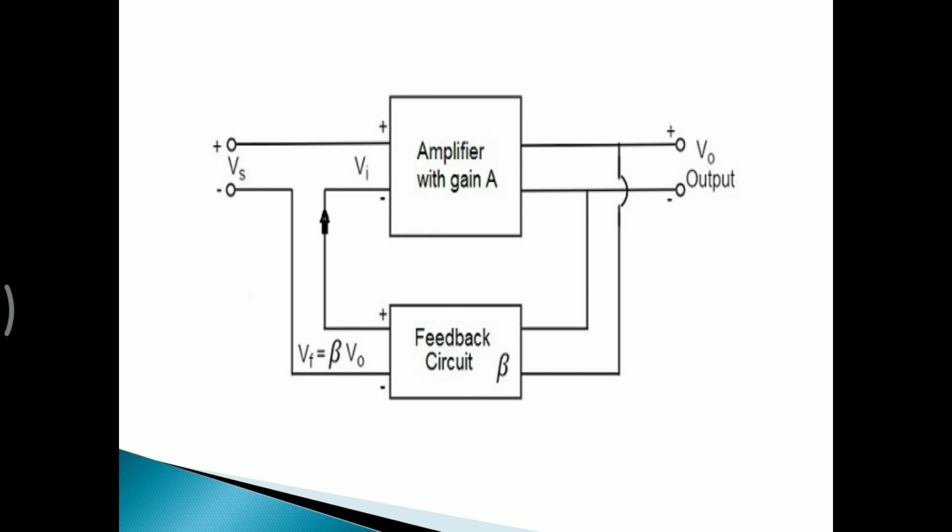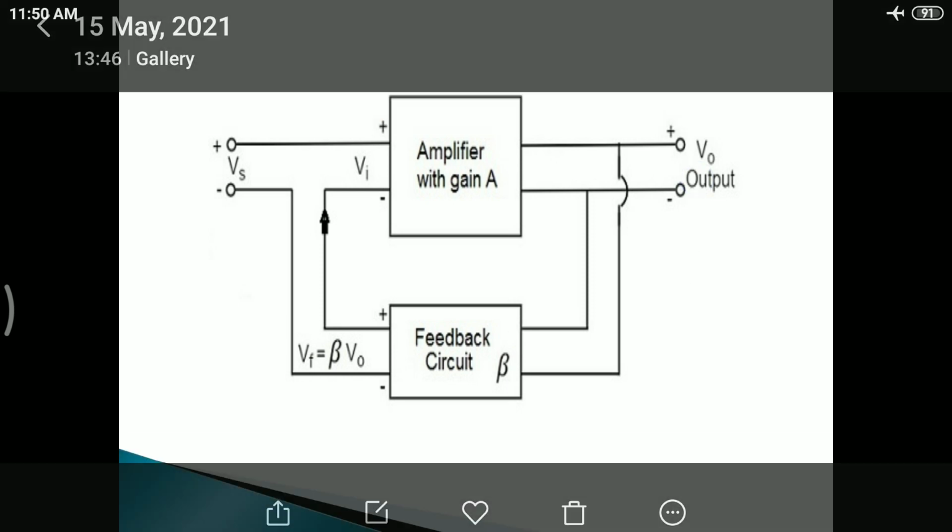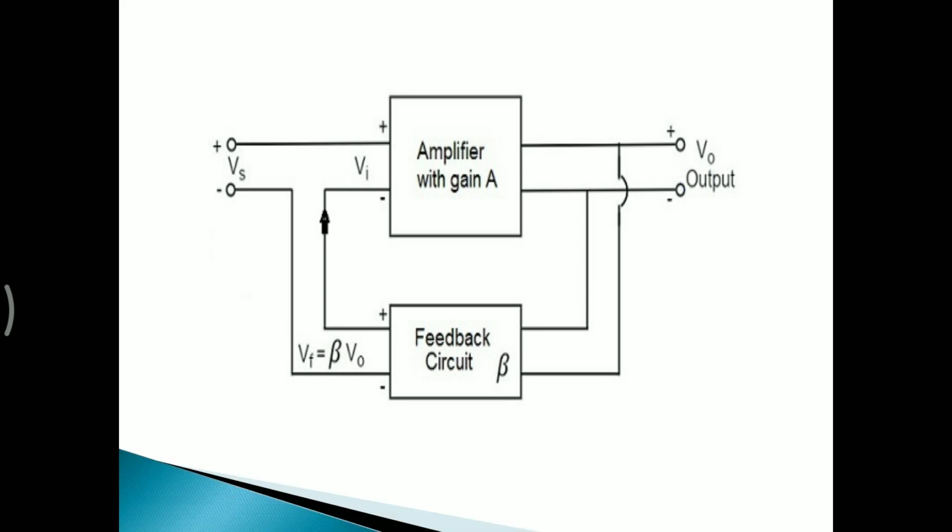Here let us consider Vs is the source signal, and Vi is the input voltage, and the amplifier with gain A. You know that the amplifier gain is the ratio of output by input. Here is the output, and the feedback circuit is beta, and Vf is the feedback voltage, which equals beta into V naught, where beta is the feedback fraction, V naught is the output of the amplifier, and Vf becomes the feedback voltage.